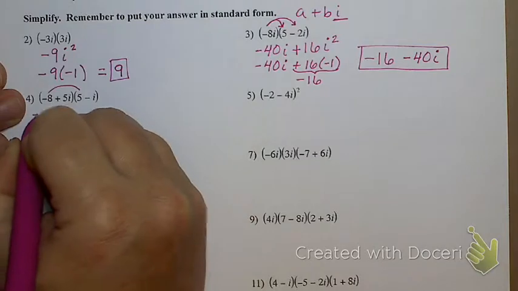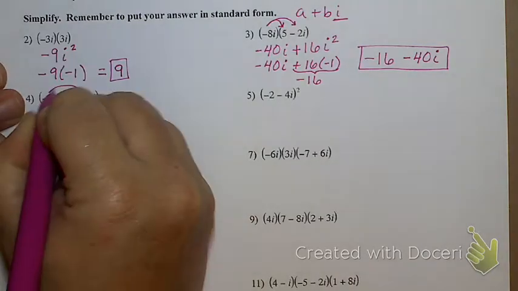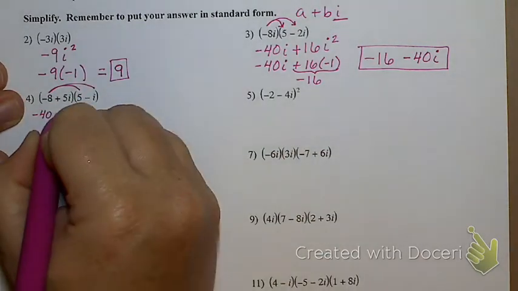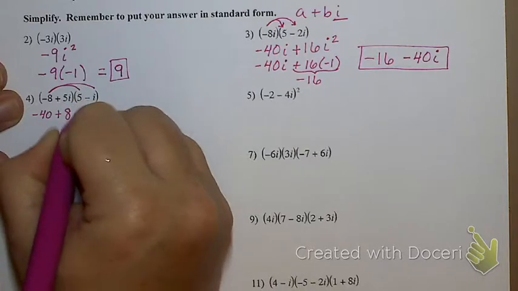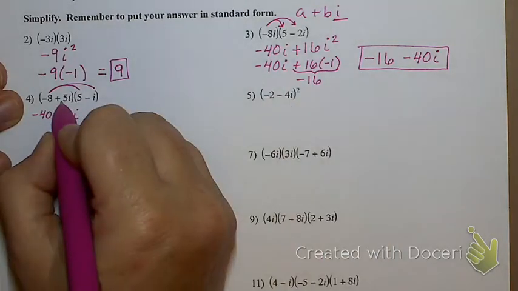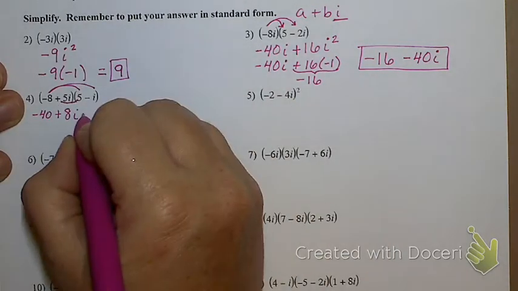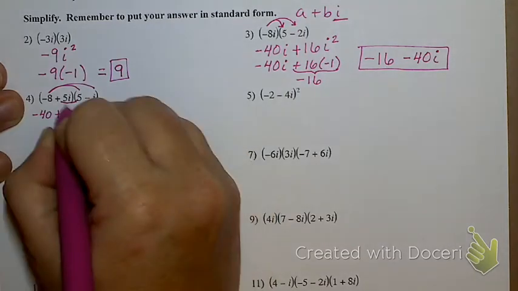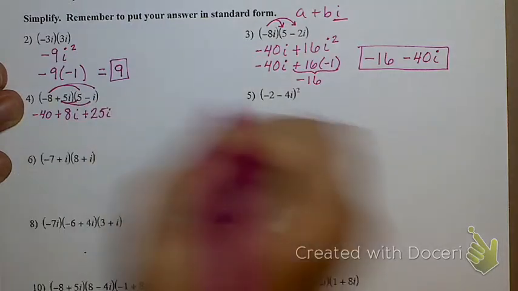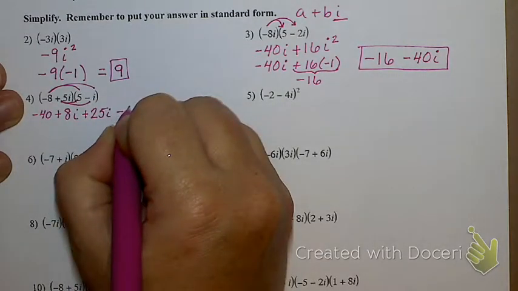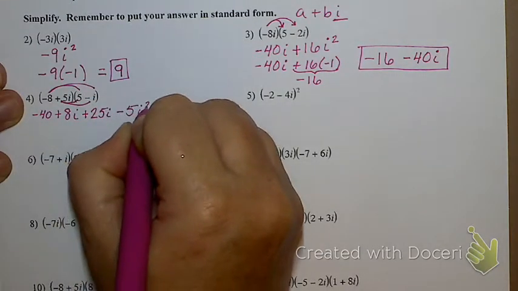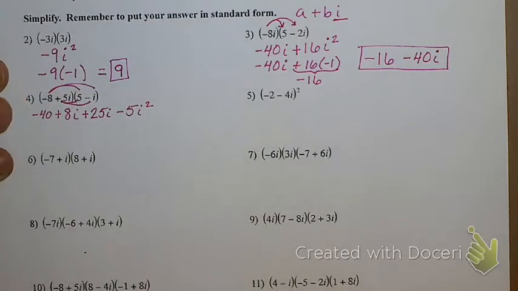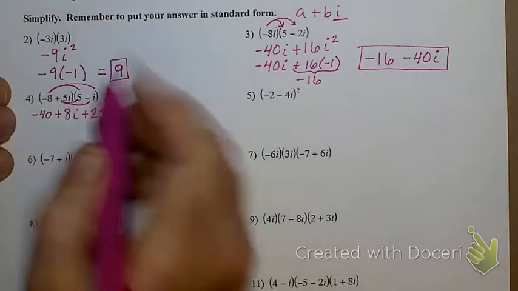-8 times 5 is -40. Oh, that's easy. -8 times -i is +8i. +5i times +5 is +25i. And +5i times -i is -5i squared. Right? Yeah?